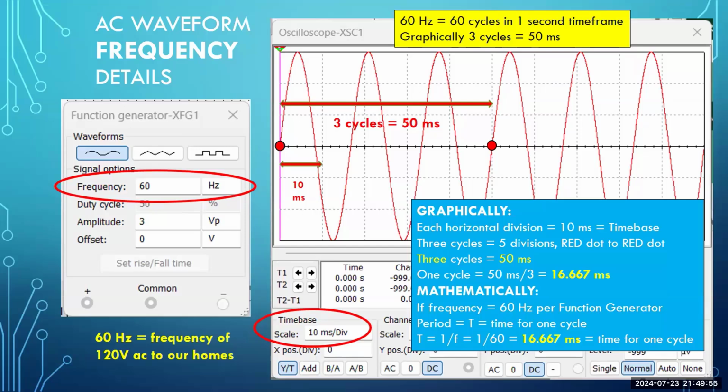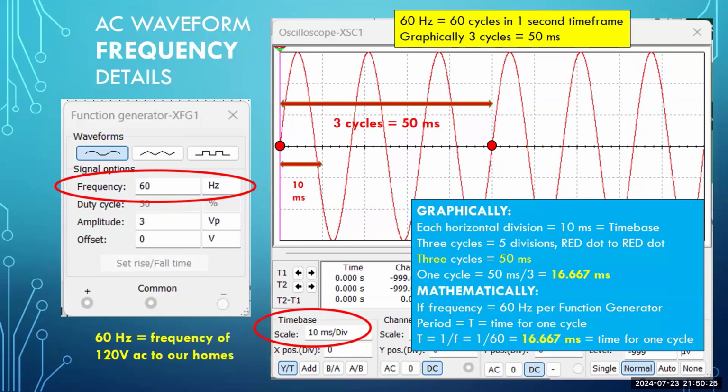Mathematically, if the frequency is equal to 60 hertz, as given by my function generator on the left, 60 hertz for the frequency, and since period is equal to the letter T and period represents the time for 1 cycle, then the last line in the blue box reads period, which is T, is equal to the reciprocal of frequency. So instead of the 1 over 1, 1 over 5, 1 over 10, we now have 1 over 60.